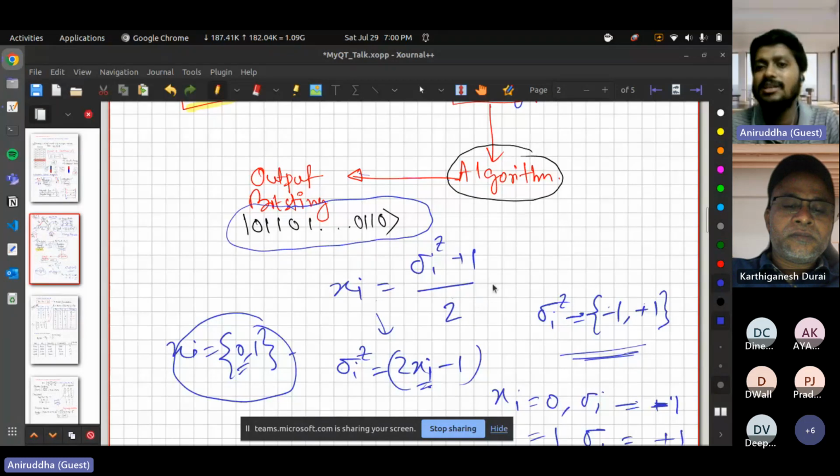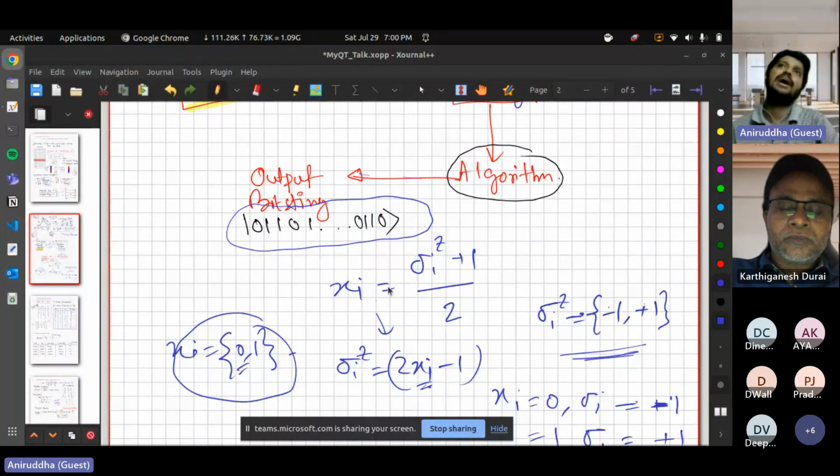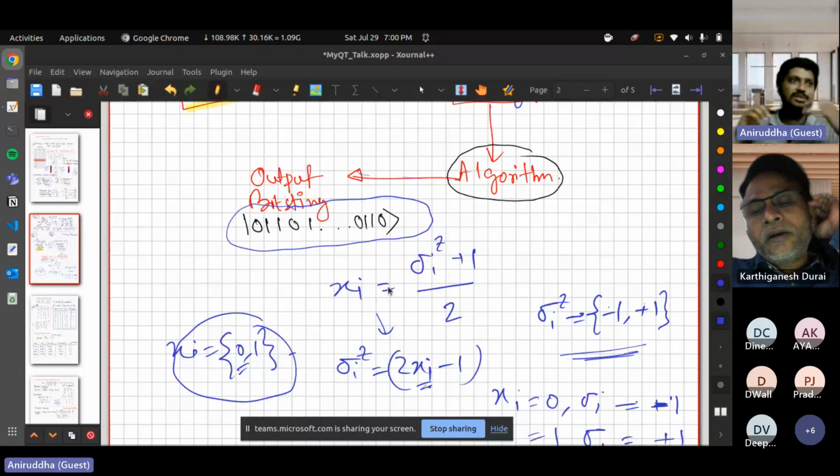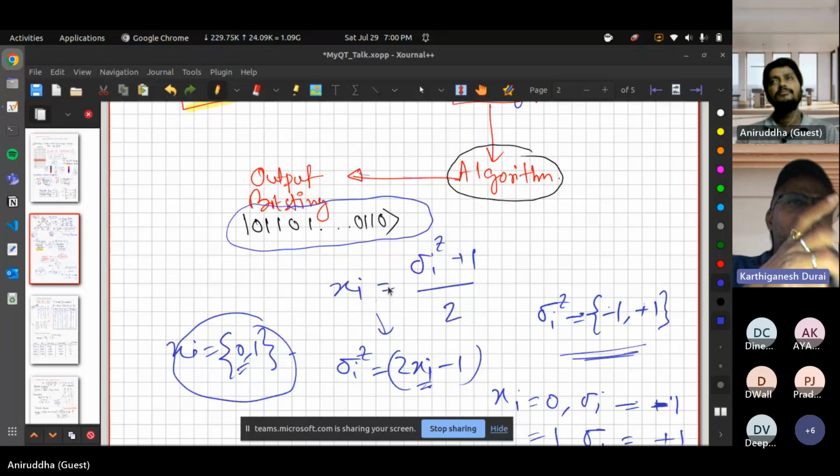And once you do that, you basically convert the expression into the Ising format. So the expression that you had in the x format becomes a expression in terms of sigma i's, right? So if you had 3 x variables in your QUBO, now you'll be having 3 spin variables in your Ising Hamiltonian.